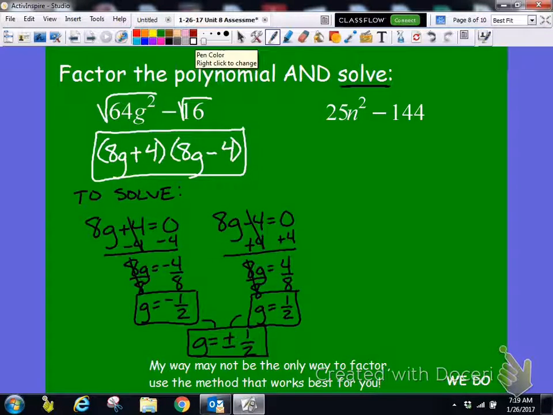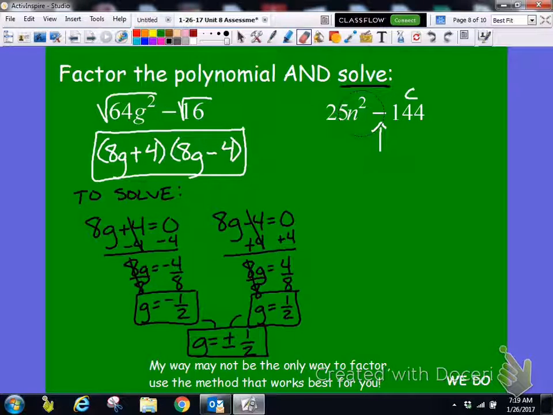Do I know the square root of 25? Yes. Do I know the square root of n squared? Yes. Do I know the square root of 144? Yes. Do I only see an a and a c term? Yes. Do I see a minus sign? Yes. Then we can use difference of squares. So let's go.